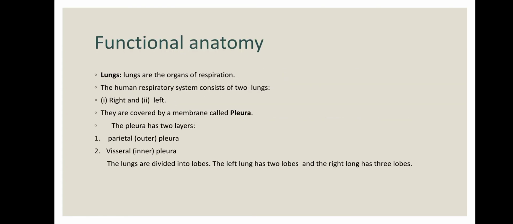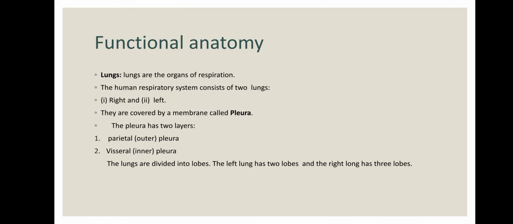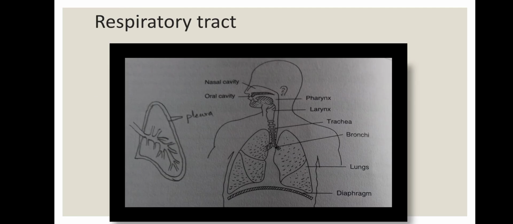See here, a functional anatomy. Lungs are the organs of respiration. The human respiratory system consists of two lungs, right and left. So we can see here the right and left lungs.